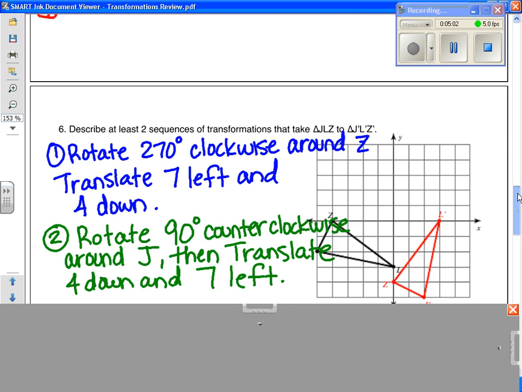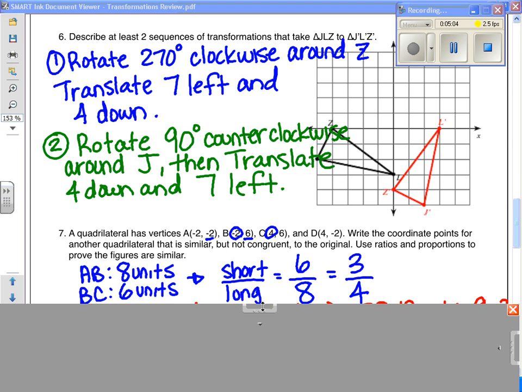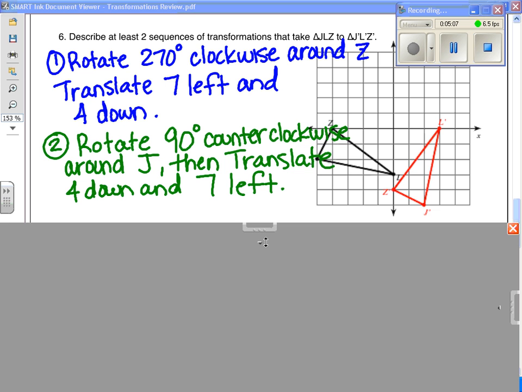All right, part 6. You need to come up with at least 2 different ways to go from JLZ to J prime L prime Z prime. Again, yours might not match mine.